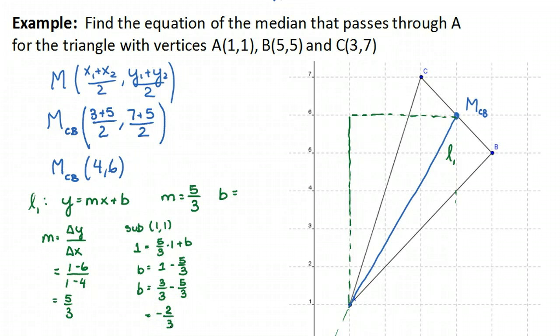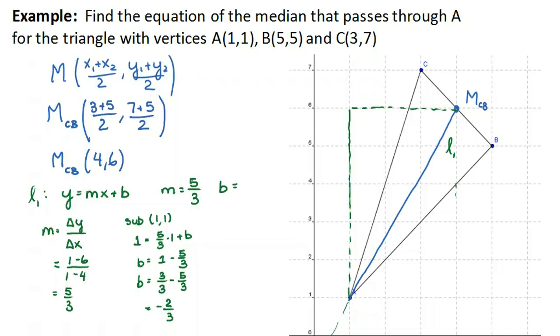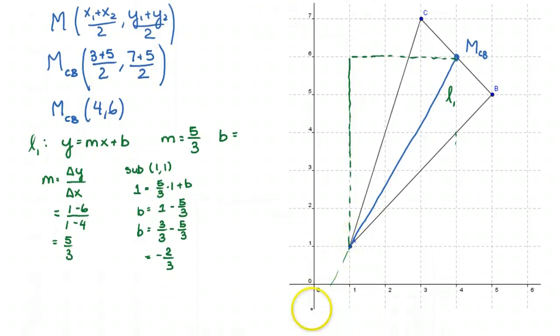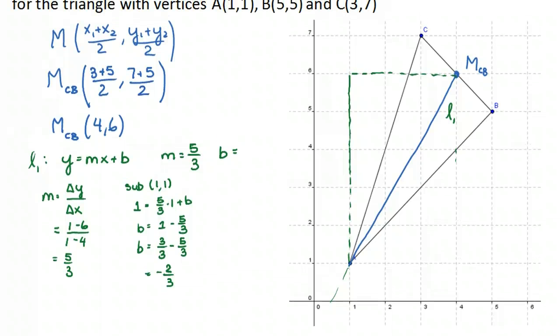So we get negative 2 over 3, and now I'm going to, again, ask myself, does this look right? We can see if we extend this down, oh yeah, it's going to be negative. And it probably will be somewhere around negative 1 or so. So I feel good about that. So b is negative 2 over 3. So therefore, the equation of this median is going to be y = 5/3 x − 2/3. And the problem is done.